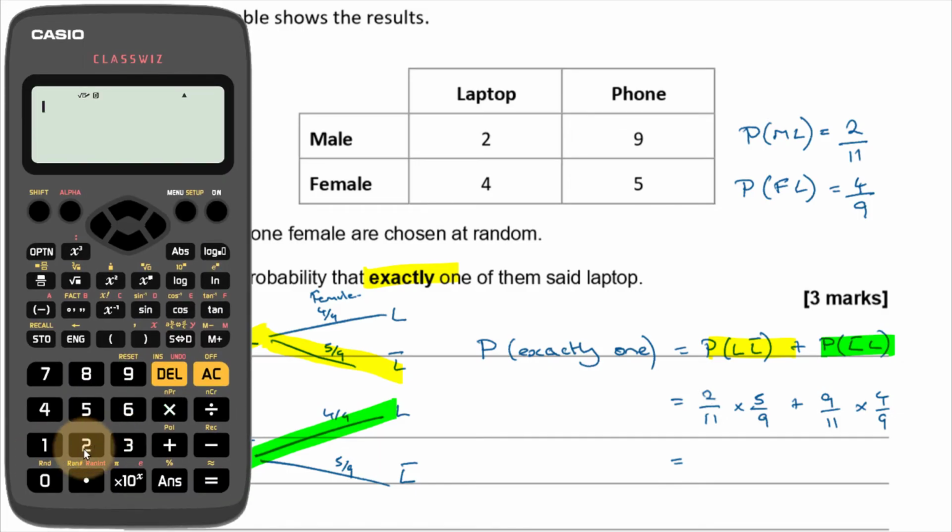Calculator, what is 2/11 times 5/9 plus 9/11 times 4/9? That comes out to be 46/99.